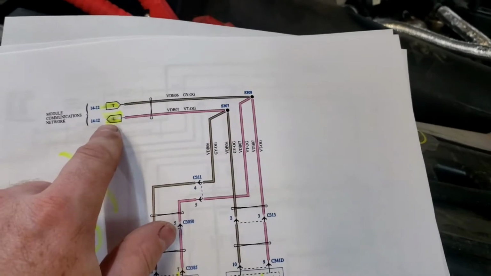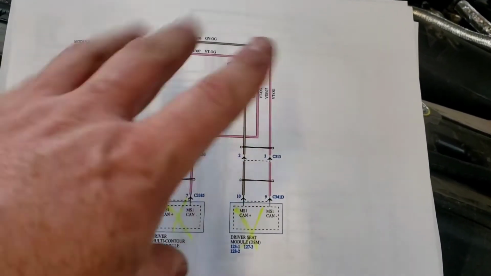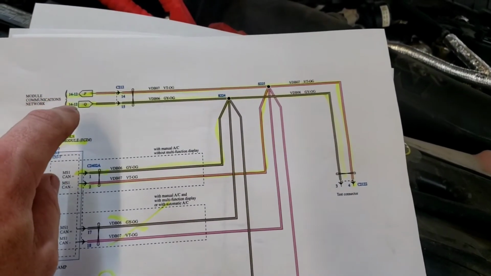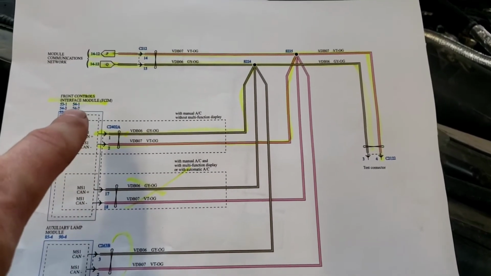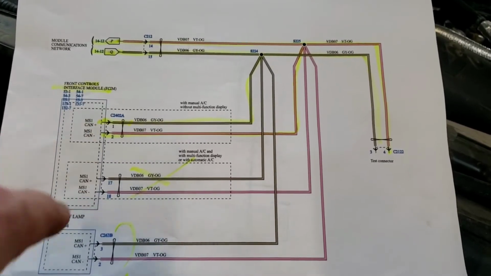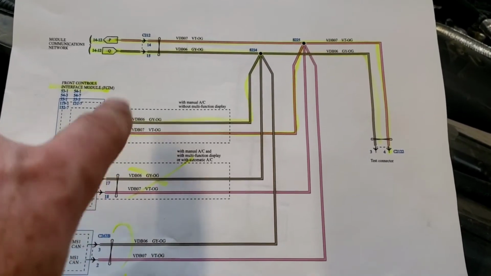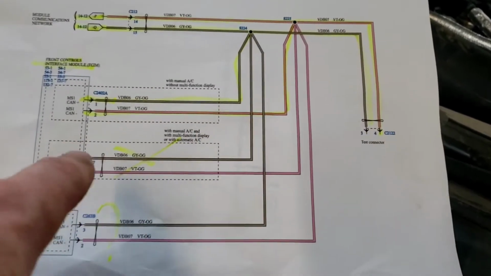Well, first, this one's T and U, doesn't matter. We don't have this driver multi-seat module. We don't have this fancy stuff. So the other one we have that comes from P and Q, it goes down through your front controls interface module, which is your heating and blowing thing, auxiliary lamp module. I don't know if it has that, don't care right now. Then you've got a test connector, which is behind your glove box, kind of a pain to get at.